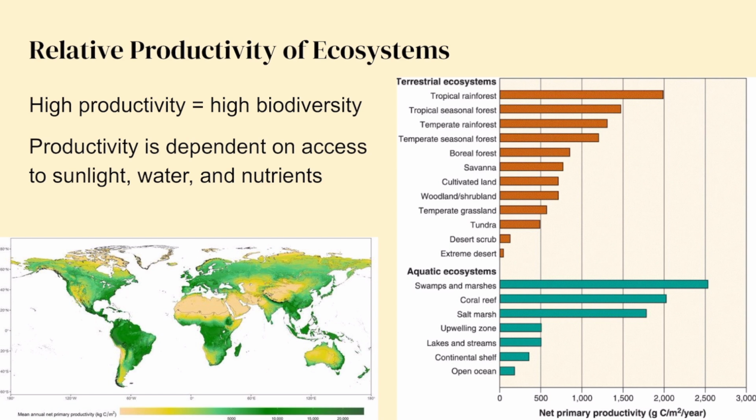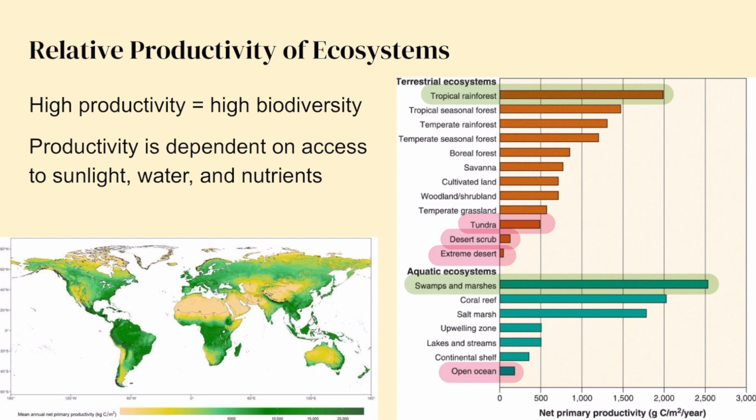Producers grow best in ecosystems with plenty of sunlight, lots of water and nutrients. In general, those are places like tropical rainforests and salt marshes. The tropical rainforest right here is our most productive terrestrial ecosystem. Swamps and marshes are our most productive aquatic ecosystems. Producers that grow in cold, dry, or dark regions are going to be less productive. Our less productive regions here are our extreme deserts, our scrub, that's the still deserts, and our Arctic regions, the tundra. And the open ocean is also a region that is much less productive.